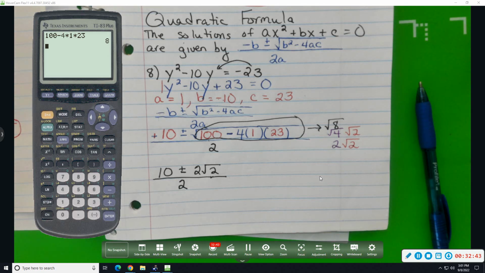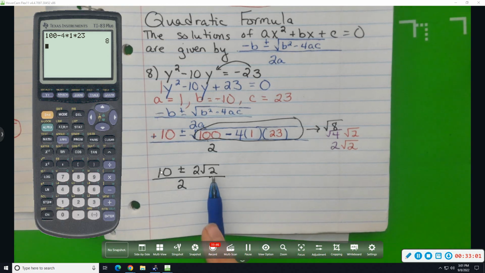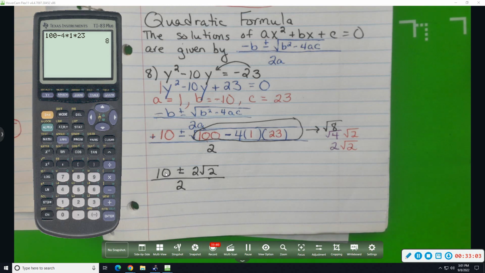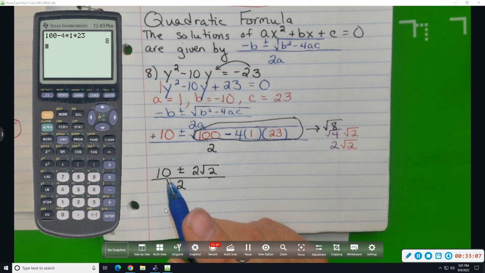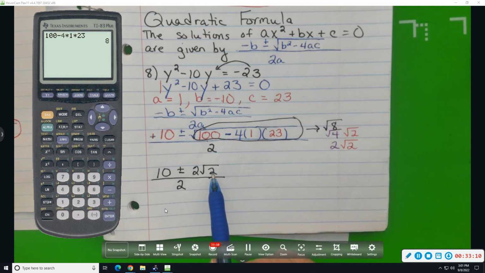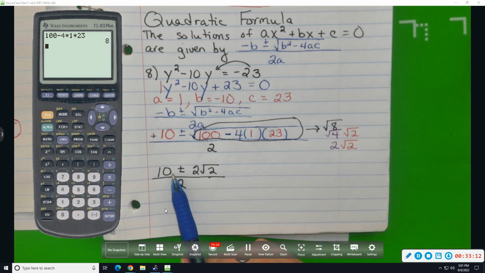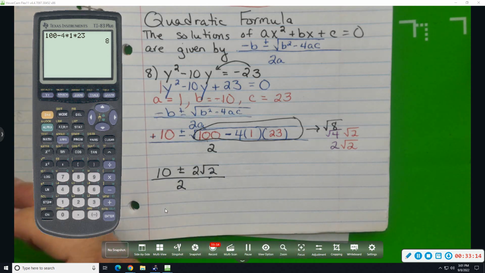And we're not finished yet. If we add the 2 square root of 2, it would be 12 square root of 2 divided by 2? No, I don't think so. You don't add the 10 and the 2. Those aren't like terms. In order to add square roots together, you would have had to have another square root right here.